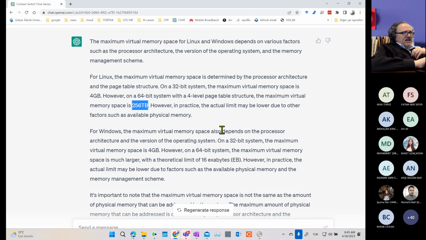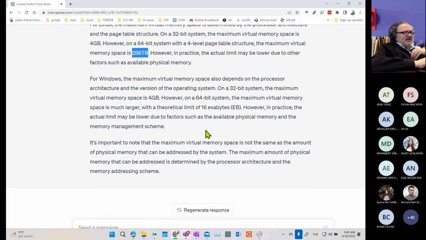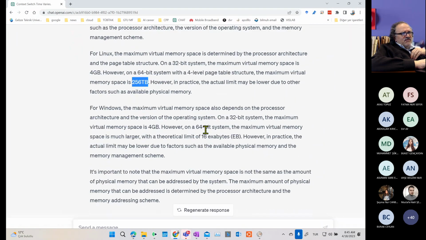For Windows, again, for a 32-bit system, it is 4 gigabytes. For a 64-bit system, the theoretical limit of virtual memory is 16 exabytes. You are not going to reach this, but theoretically, this is 16 exabytes. Exa is larger than petabytes: terabytes, petabytes, and exabytes. So this is using the whole 64-bit system, 2 to the 64.